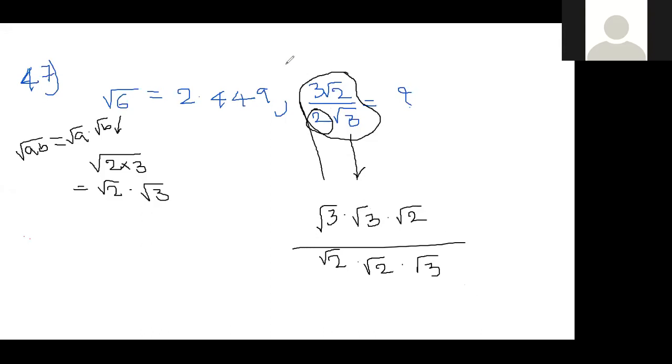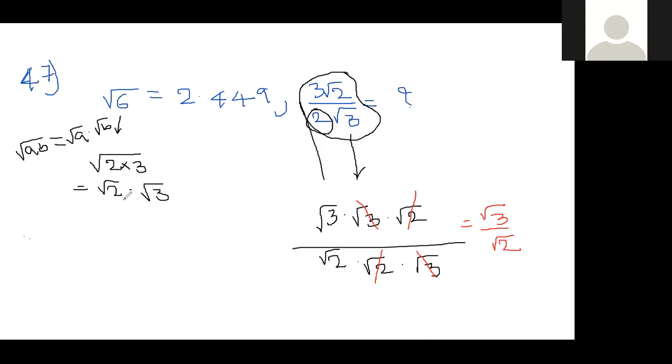I hope everybody knows cancellation. Root 3 cancels. Root 2 cancels. And the numerator is what? Root 3. And the denominator is what? Root 2. Yes.